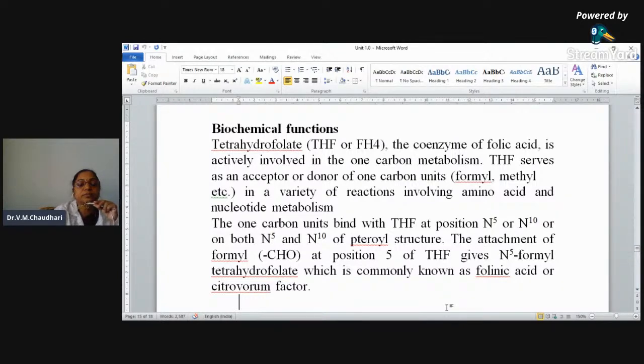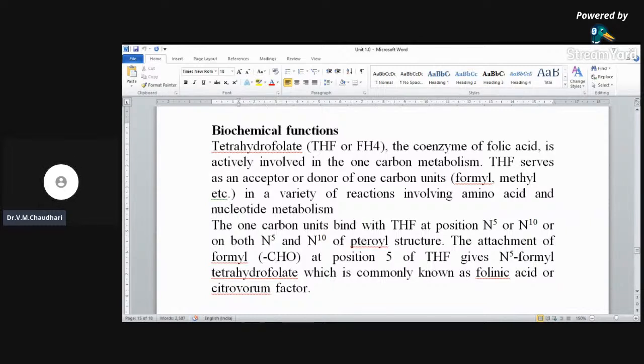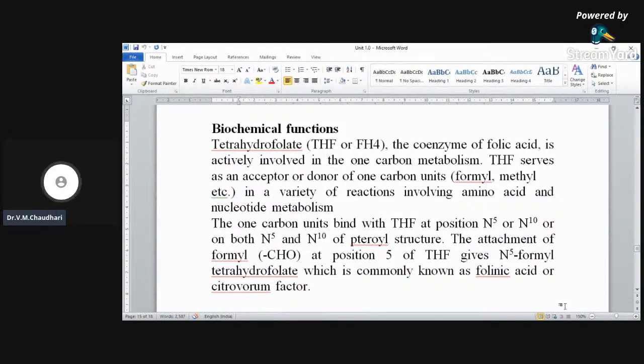Tetrahydrofolate, the coenzyme of folic acid, is involved in one carbon metabolism. So this THF serves as the acceptor or donor of one carbon unit.